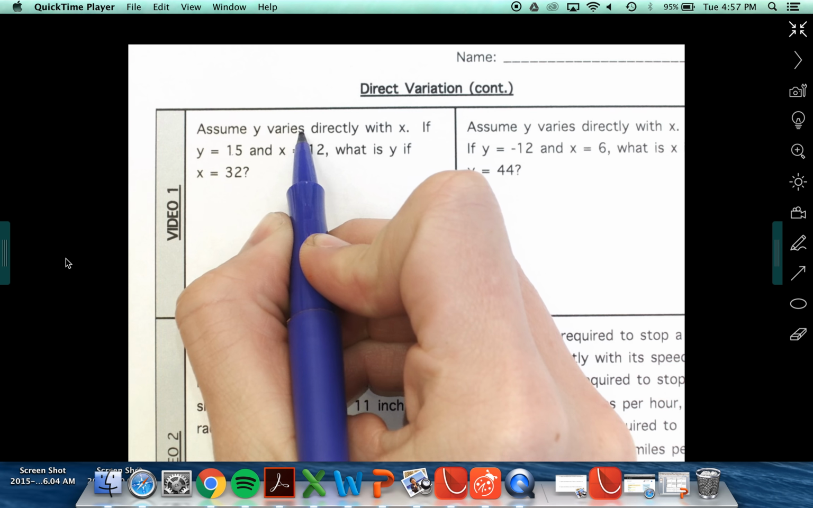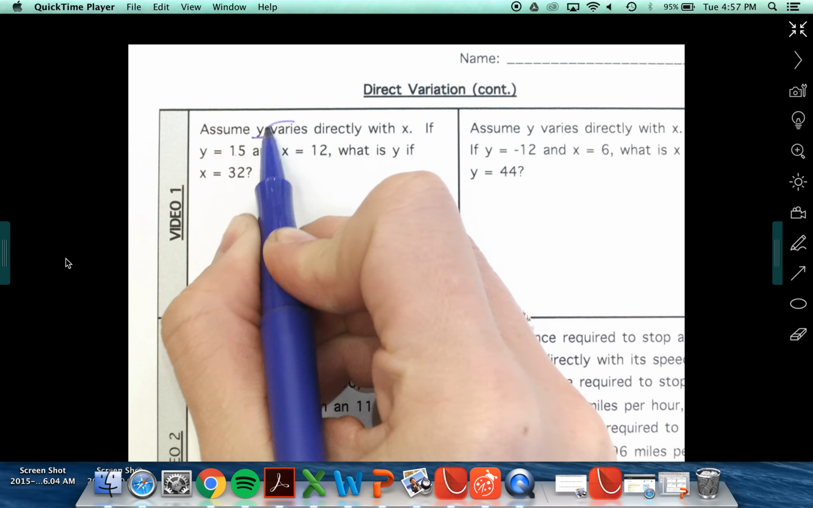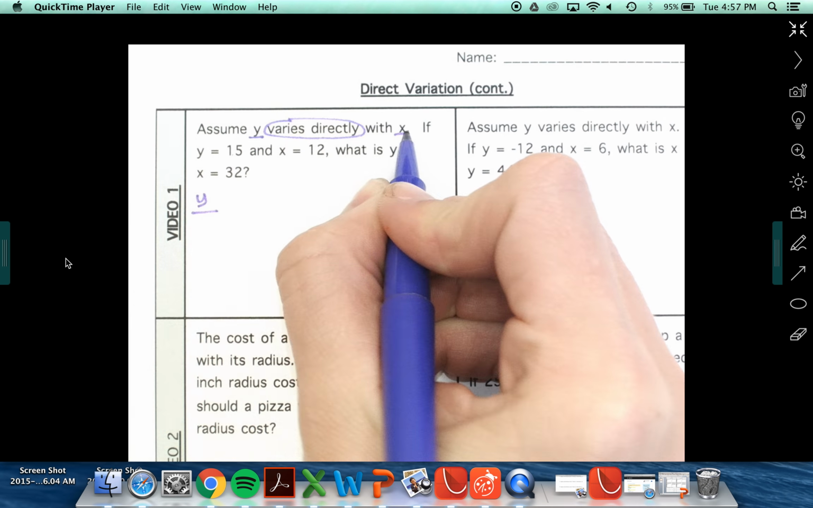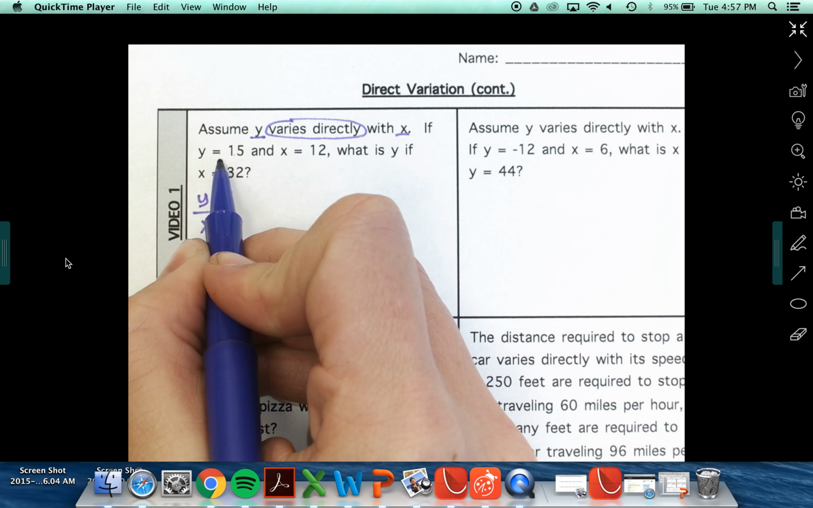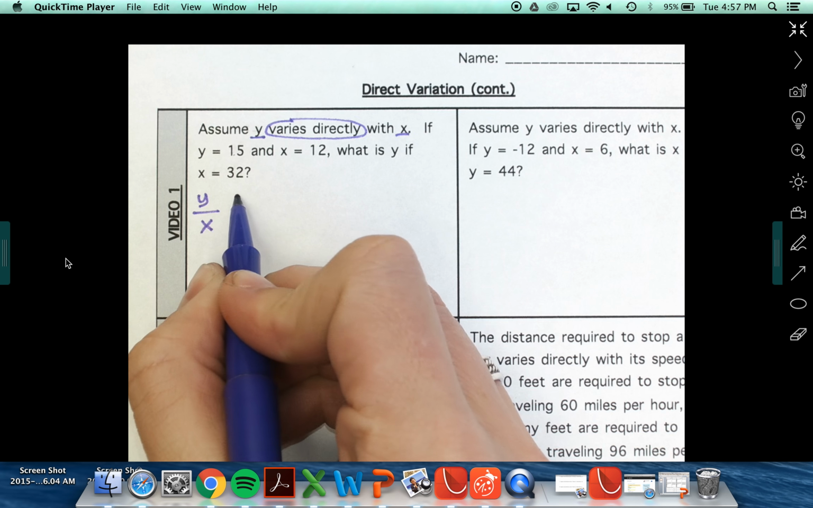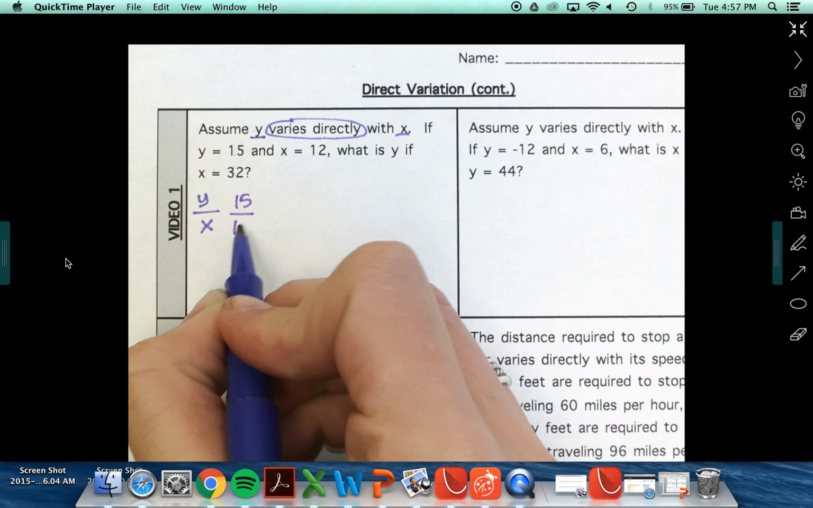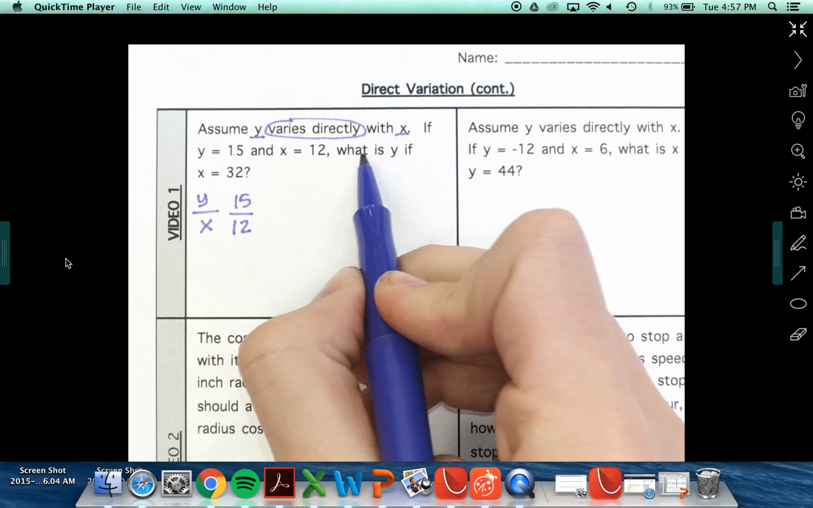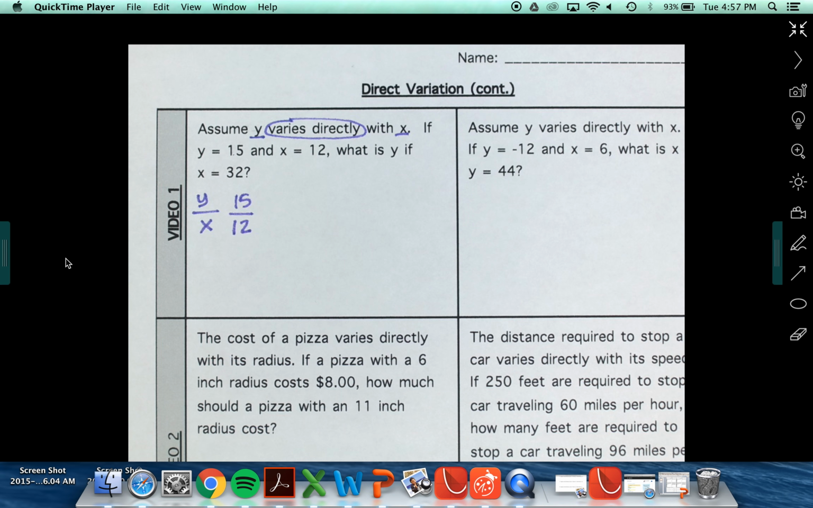Y varies directly with X. Remember, Y varies, so it's Y over X. Now if Y is 15, my Y goes on the top, so 15, and X is 12, so that goes on the bottom. My Y value on the top, X on the bottom. What is Y if X is 32?